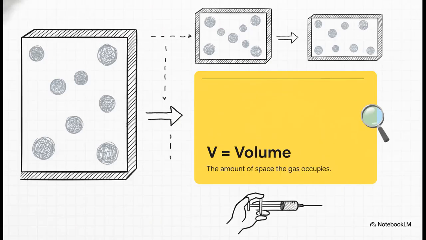Next up, we have V for volume. Now, this one's pretty straightforward. It's just the amount of space the gas is in. You know, the size of the container. A gas will always expand to fill whatever you put it in. And as you'll see, squishing that volume is one of the quickest ways to see this law in action.